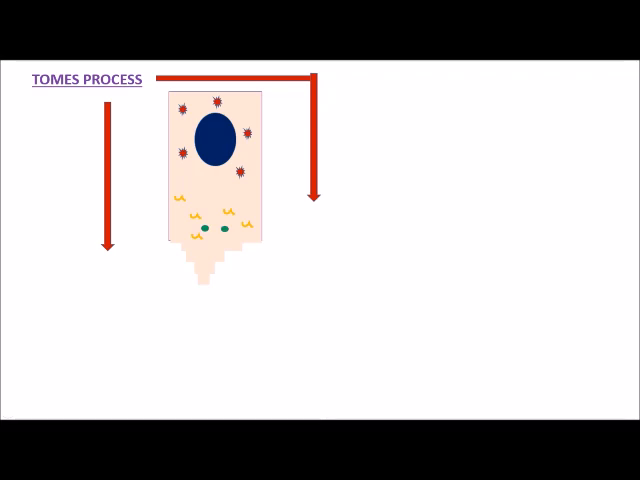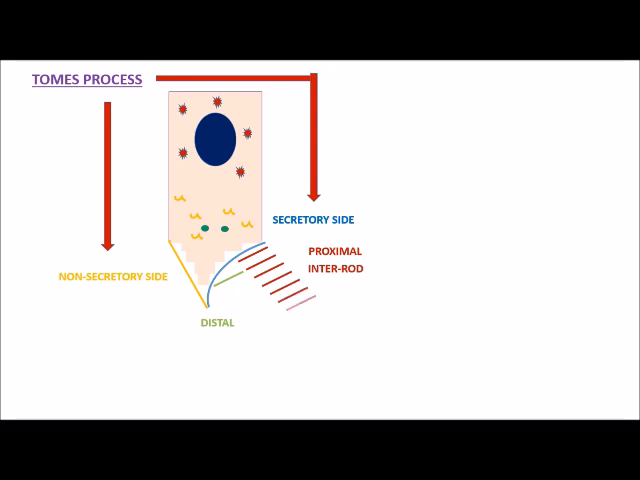Let's discuss Tom's process in detail. Tom's process has two parts, a non-secretory side and a secretory side. Secretory side is again divided into proximal and distal. The proximal portion secretes interrod, and the distal portion secretes rods.